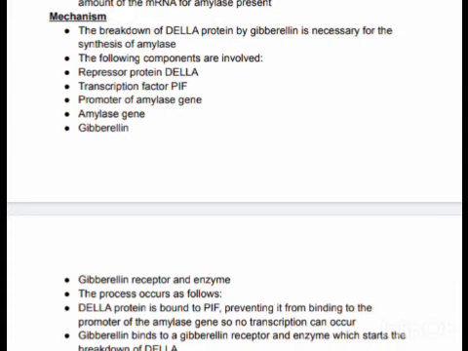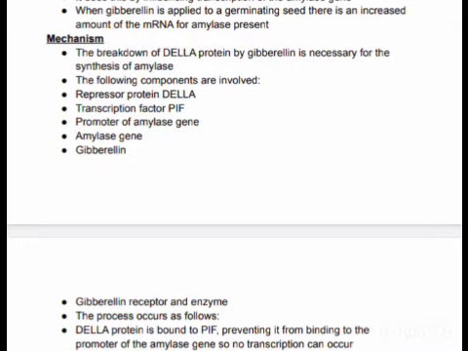First of all, the repressor protein DELLA binds to PIF, the transcription factor. That prevents it from binding to the promoter of the amylase gene, so no transcription can occur. However, if we have gibberellin, what was it doing? It was causing an increased amount of the mRNA for amylase to be present, and it was stimulating the synthesis of the enzyme amylase. So how is it doing that? It binds to the gibberellin receptor, an enzyme which starts the breakdown of DELLA.